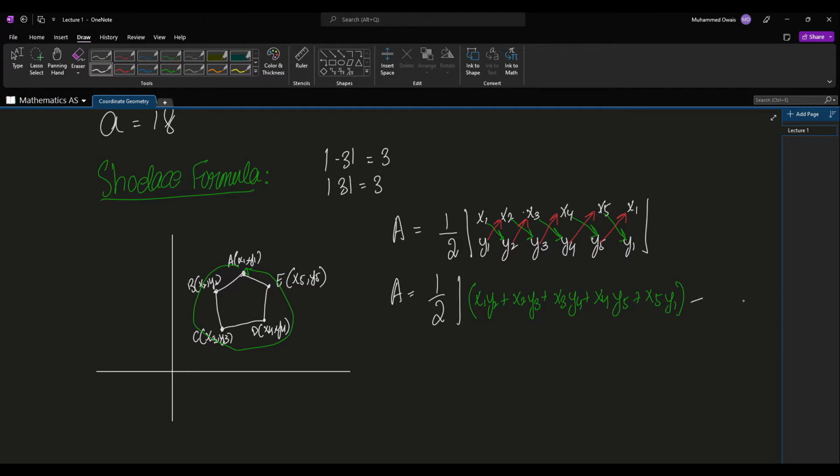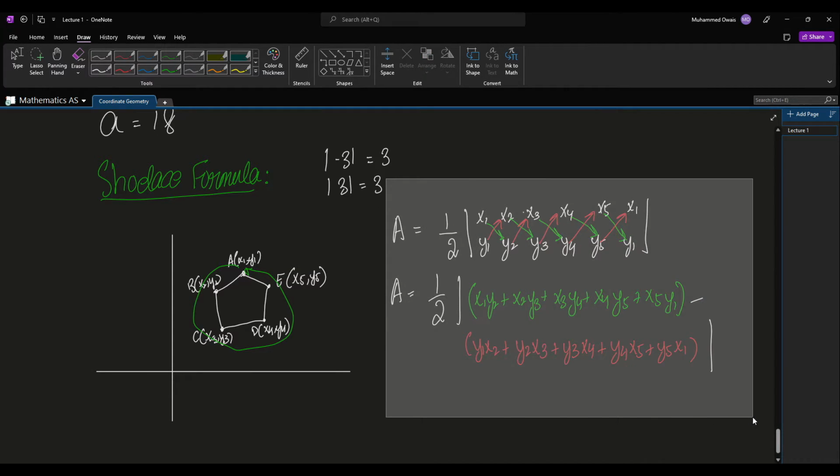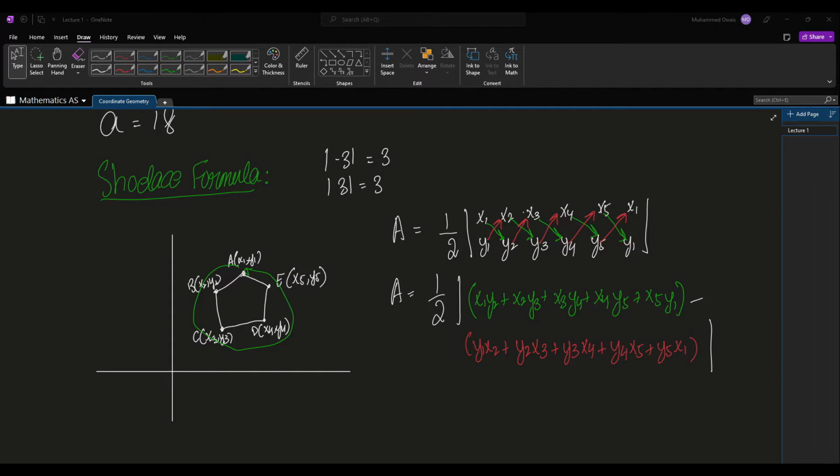Now from this we are going to subtract the red ones. Minus, because I don't have space, I'll write it below: y1 x2 plus y2 x3 plus y3 x4 plus y4 x5 plus y5 x1. So then the answer of an area can be formed from this formula, also known as the shoelace formula.